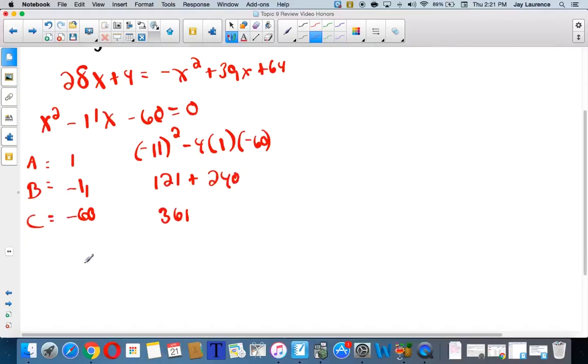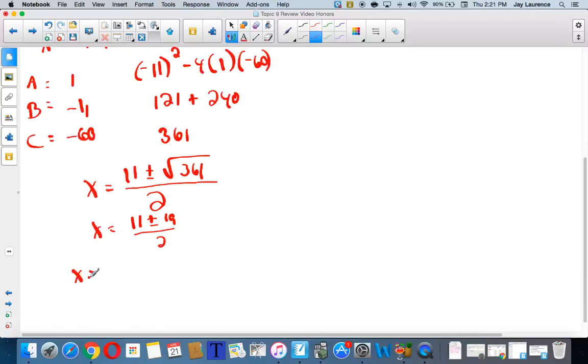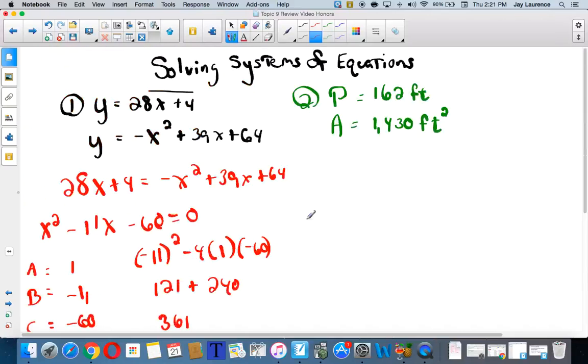So I'm going to go x equals negative b plus or minus the square root of the discriminant all over 2a. And when I simplify this, I'm going to get x equals 11 plus or minus 19 divided by 2. So x is going to be 30 divided by 2, or 15, or x is going to be negative 8 divided by 2, or negative 4. There you go.